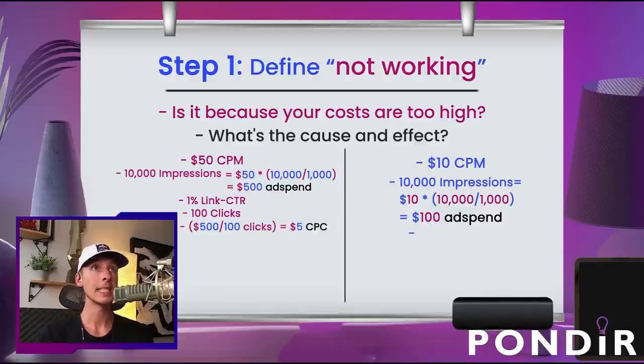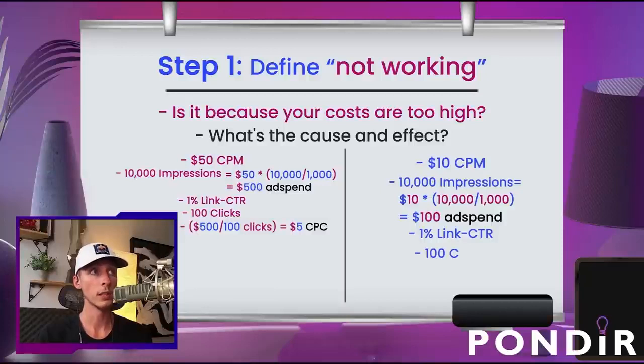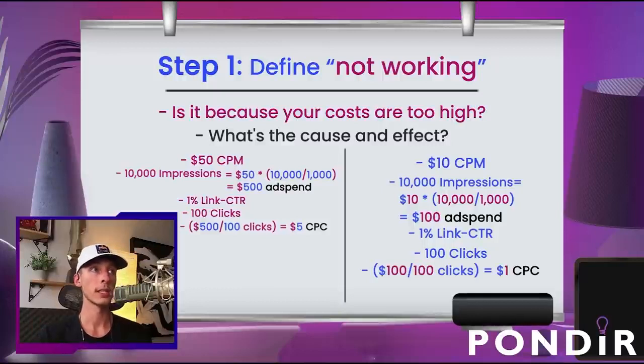Let's say that we maintain that 1% link click-through rate. We didn't really make any substantial optimizations here. Same link click-through rate. So 10,000 impressions with 1% is 100, so we'll get 100 clicks to our website. Now, to calculate cost per click, we're going to take the $100 in ad spend divided by 100 clicks, which leaves us with $1 cost per click.